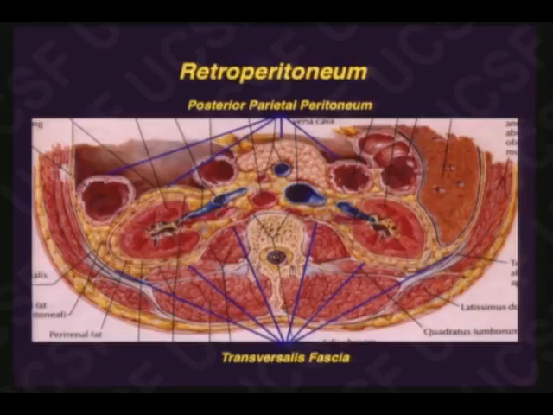Now, the one thing I would like to point out is that the psoas muscle is a body wall muscle. A psoas abscess is a body wall abscess. It is not a retroperitoneal abscess.